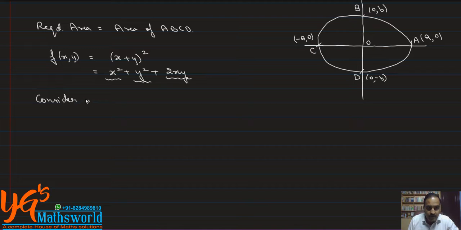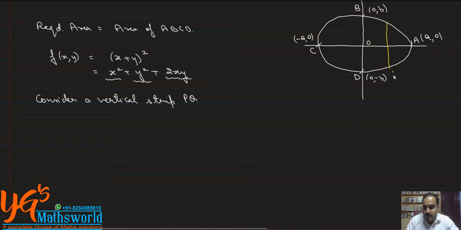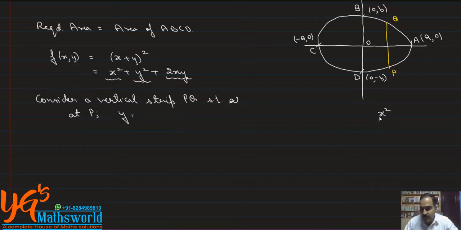consider a vertical strip PQ. Now this is our PQ, P and Q, such that at P, the value of y, now we need to find the value of y from the equation of the ellipse. x square upon a square plus y square upon b square is equal to 1.